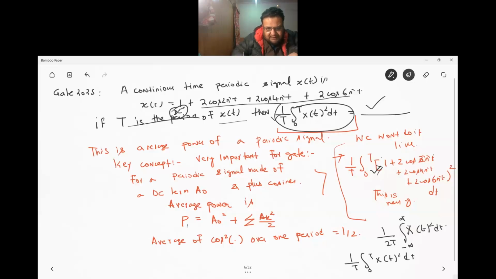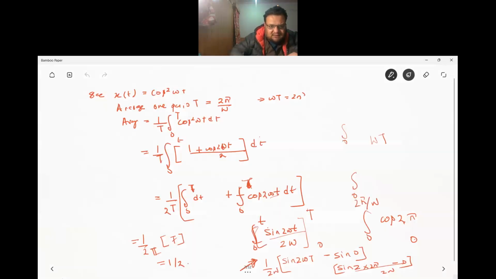We'll write the average power formula like this: A0 squared plus summation of Ak squared by 2. The average of cos squared over one period would be half. Why this formula comes is because it would be half, and I'll show you how. Take an example of cos squared ωt. The period T would be 2π/ω. So the average is 1/T ∫ from 0 to T of cos squared ωt. Cos squared θ can be written as (1 + cos 2ωt)/2. Just integrate this part and this part.